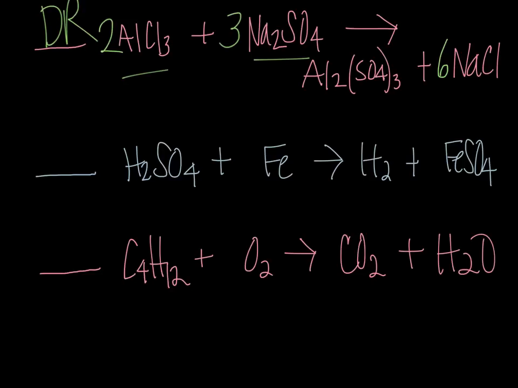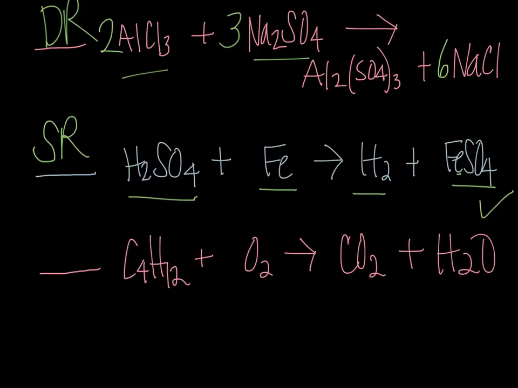I look at the next one and I see that I have an element plus a compound, and it's producing an element plus a compound. And anytime I have an element plus a compound, that means I have single replacement. If I look at that, I see that that one is actually already self-balanced because I have 1 iron on both sides, 2 hydrogens on both sides, and 1 sulfate on each side. So that one is already balanced.